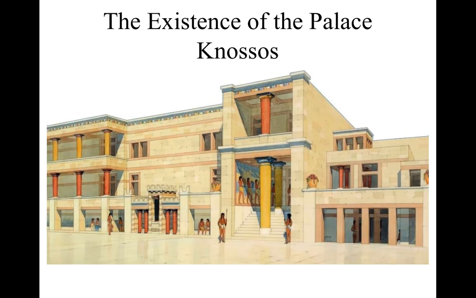The next one is the existence of the palace Knossos. All right, what can you observe or what do you already know about it? Write those down, and again, pause if you need to.